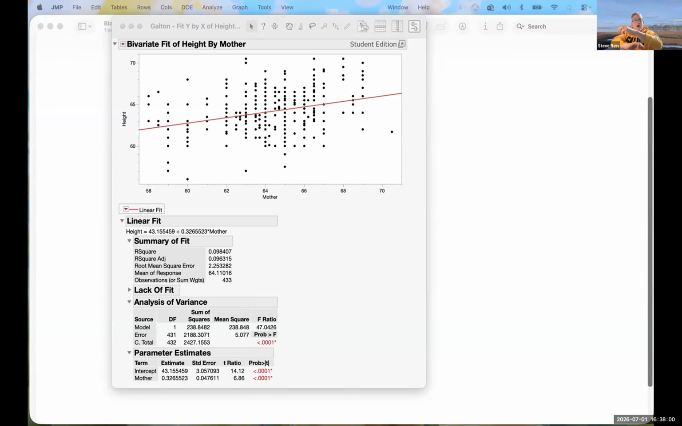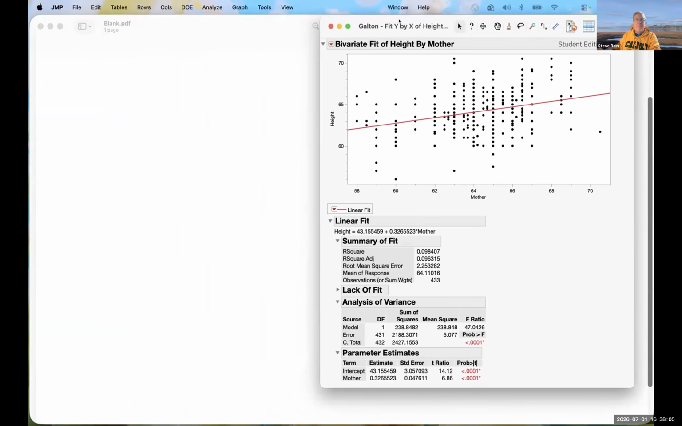Okay, so if I was doing this work, finding these errors and minimizing them, the vertical errors are minimized.